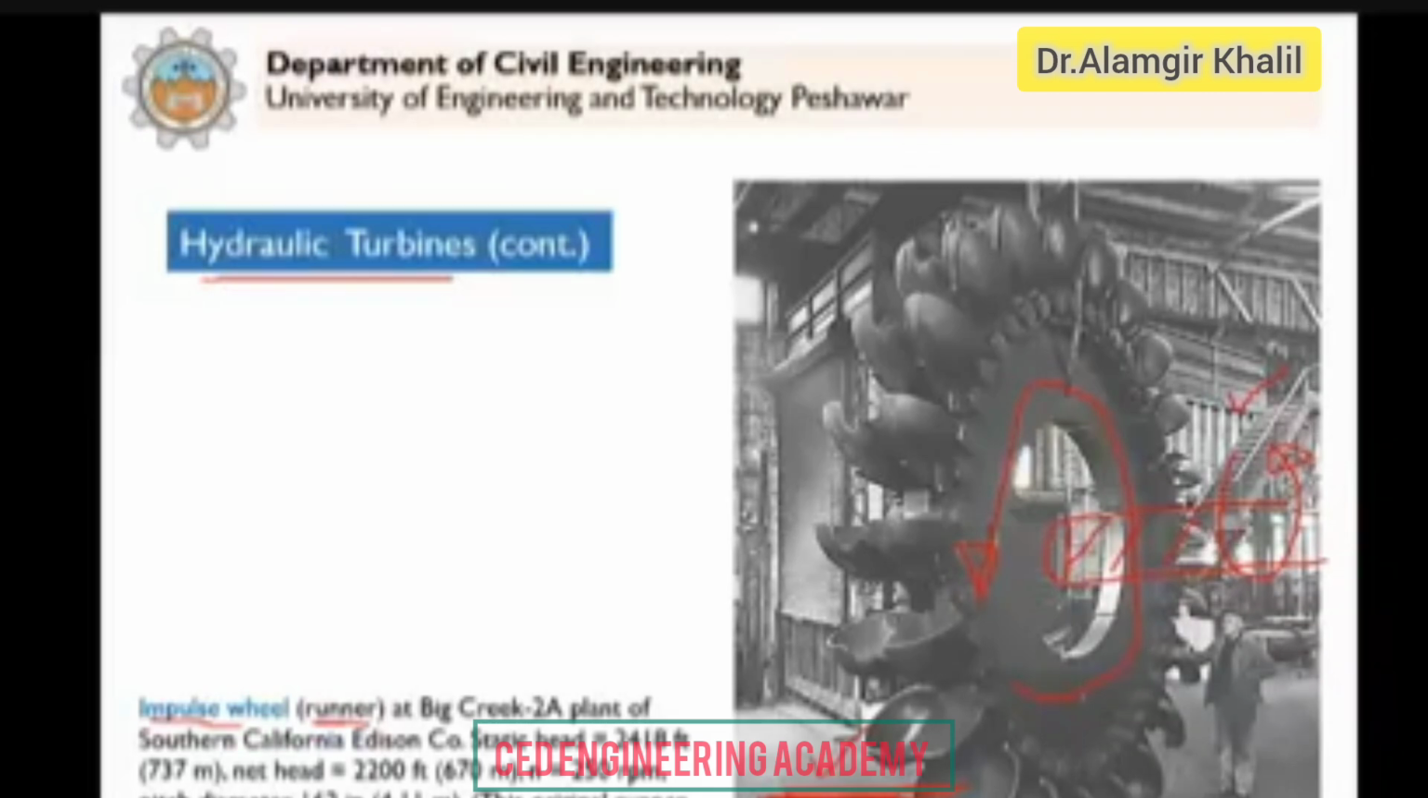It will rotate the shaft of the generator. You can see the size of this impulse turbine as compared to the size of an average person. And the diameter of this runner, the number of buckets, the size of the buckets, are basically the design aspects of the impulse turbine.